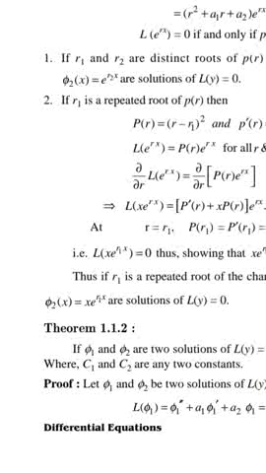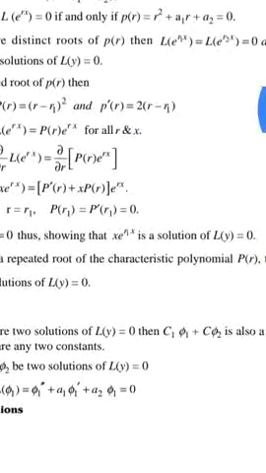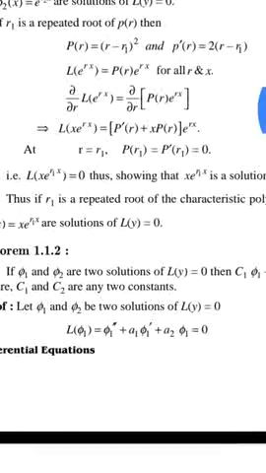If r1 is the repeated root of p of r, then p of r is equal to r minus r1 whole square and p dash of r is equal to 2 into r minus r1. L of e raised to rx is equal to p of r e raised to rx for all r and x. Differentiating partially with respect to r, dou by dou r of L of e raised to rx is equal to dou by dou r of p of r e raised to rx.